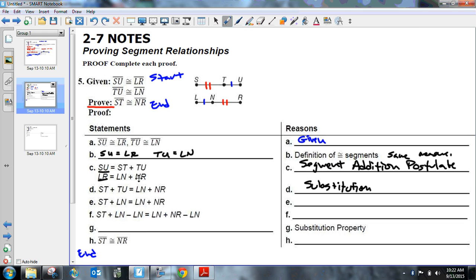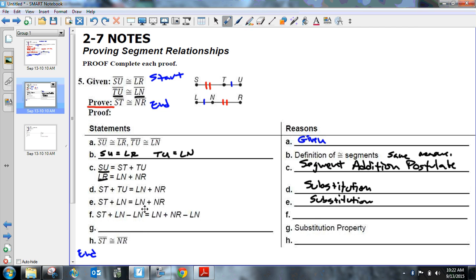Okay, and then part E, we've got ST plus LN is equal to LN plus NR. Now here's what we know. LN is congruent to TU. So what I've done is I've taken TU and I've replaced it with LN. And when I replace something, that's just me doing substitution again. So, substitution.